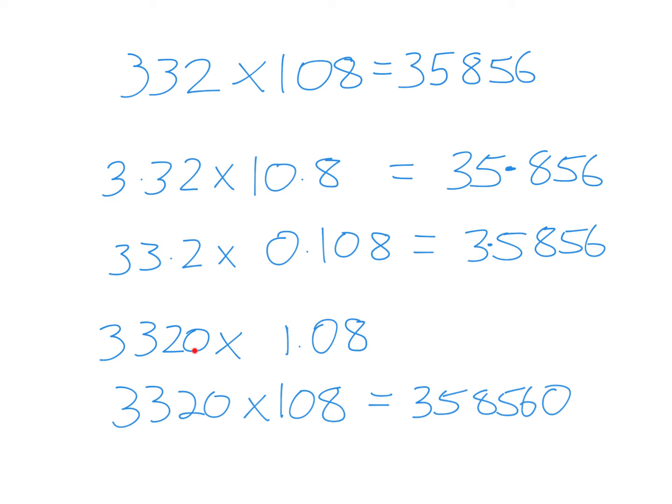So if I do 3,320 times 1.08, there are 2 numbers after the decimal point in the question, so my answer needs to have 2 numbers after the decimal point. I put the decimal point there. Of course, it doesn't really matter if you write it like that or like this. These are the exact same number.